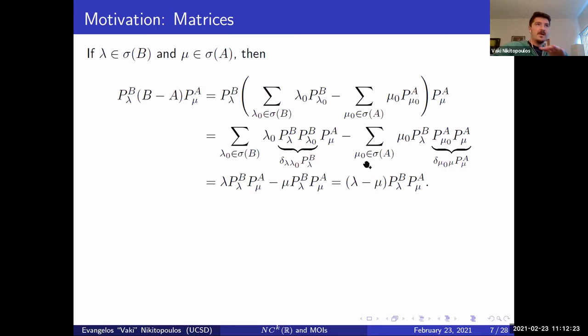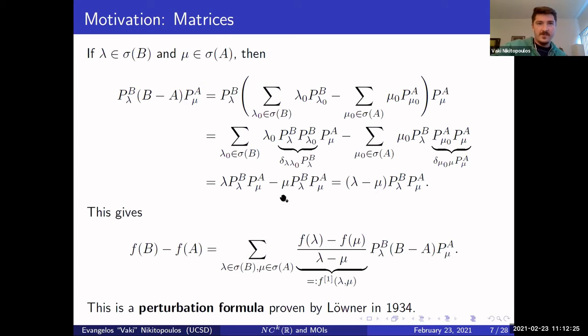All right, so if we take all of that together, we have expressed f of B minus f of A as this operation, where we use this two variable function, which I will call f bracket 1. This is known as the first divided difference of f, and we'll see higher divided differences later. I might say verbally f1 just for short.